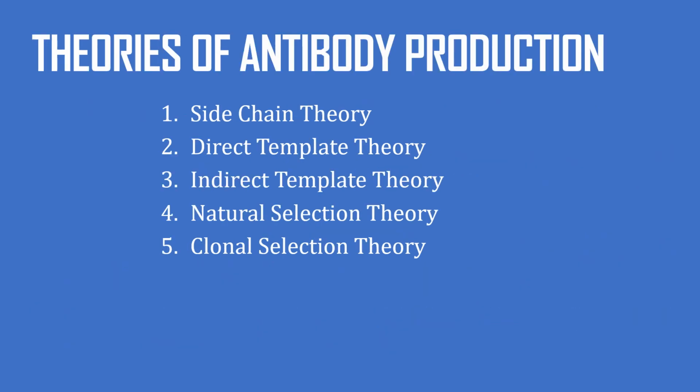There are five theories of antibody protection: the first is side chain theory, the second is direct template theory, the third is indirect template theory, the fourth is natural selection theory, and the fifth is clonal selection theory.